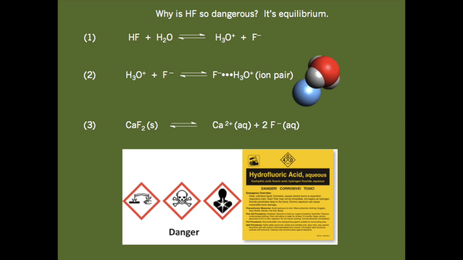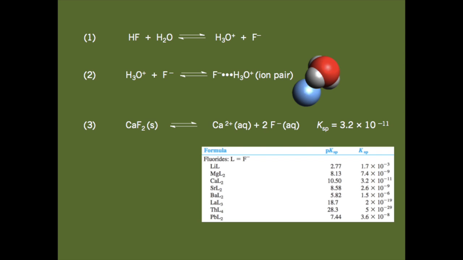So look at the last expression. This is simply the KSP expression for calcium fluoride. And we can see from the KSP in the tables that the value is very low. Okay, why do we care about this? Well, in your body, there's a whole lot of calcium. And HF is particularly bad about getting into your body because the ion pair itself is neutral. It can slip between your skin much more easily than simply ions can.